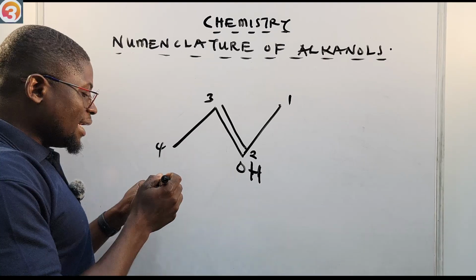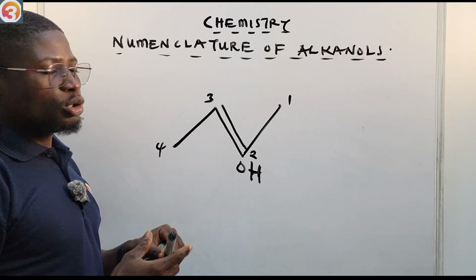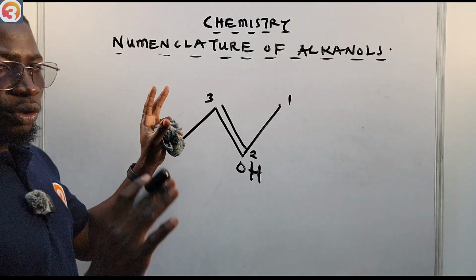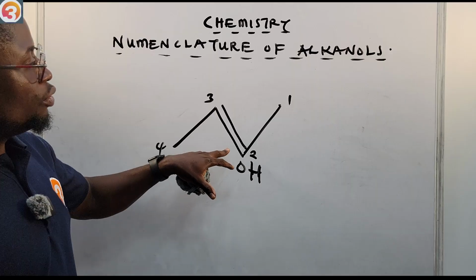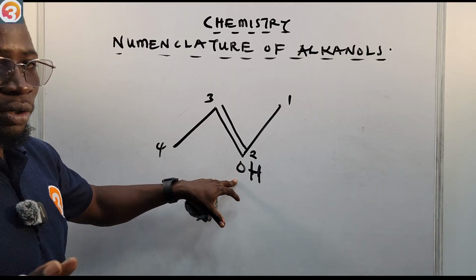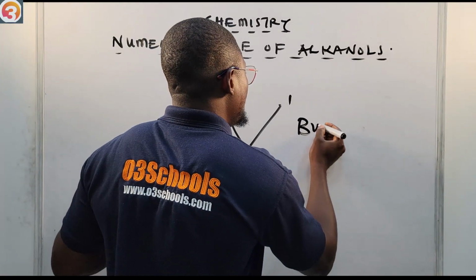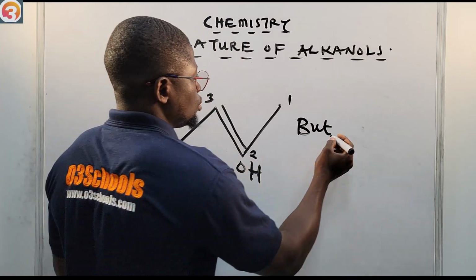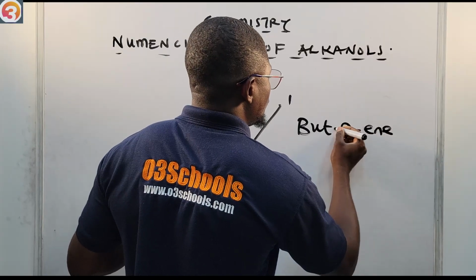Now how many carbon atoms are in the parent chain? 1, 2, 3, 4. So to name this compound becomes very easy. We know it's a butane. Then we also know that the hydroxyl functional group is on the second carbon. So we simply say this is a but-2-en-2-ol.